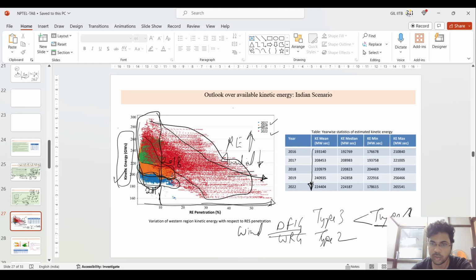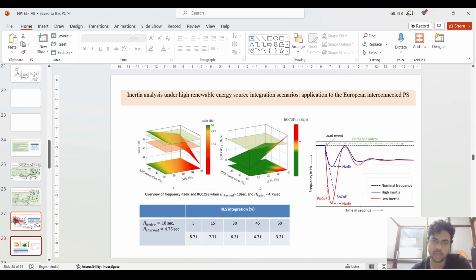So the mean kinetic energy, if you see from the whole year-wise comparison, actually lowers down from 2019 to 2022. Same happens with this. Here, if you see 2017, 2018, this is when the larger amount of wind farm installation was there. And the same happens with the max kinetic energy which can be supplied. If you see the maximum kinetic energy, it falls down.